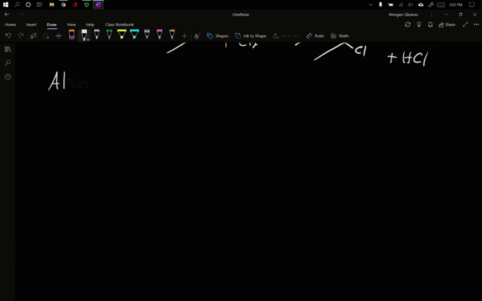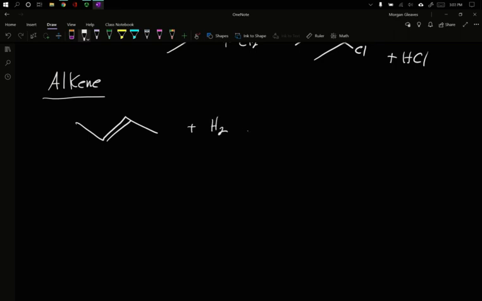Alkenes, on the other hand, have a wide variety of reactions. Let's use this one. We'll say trans-2-butene, trans-but-2-ene. Alkenes can do several different things. First and foremost, we can hydrogenate.